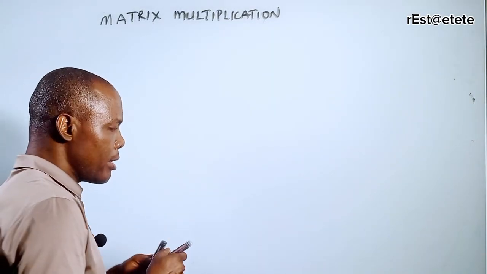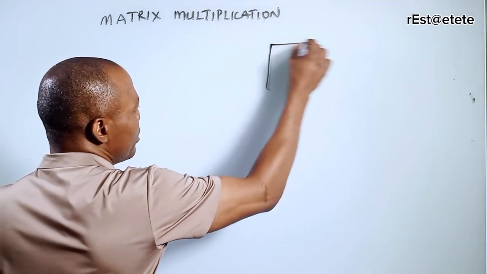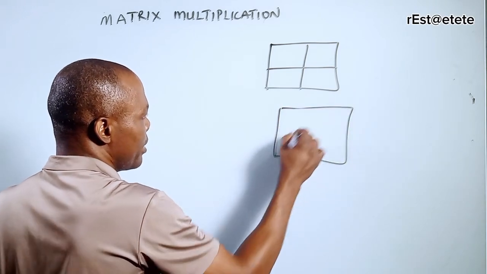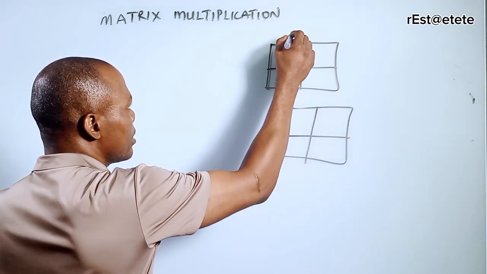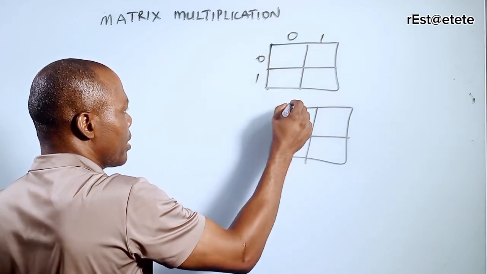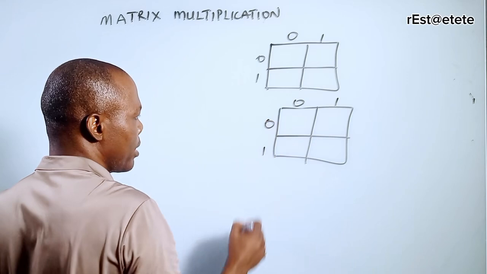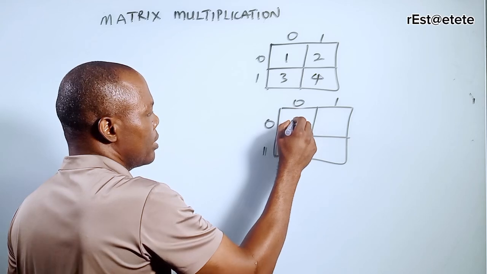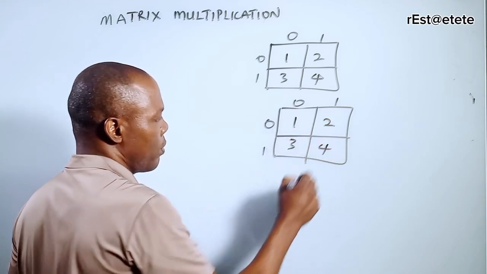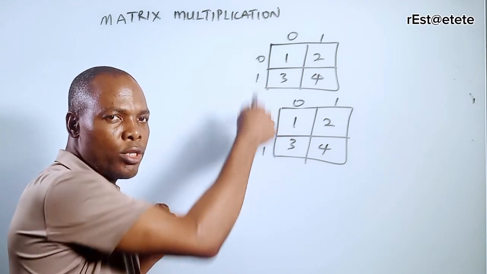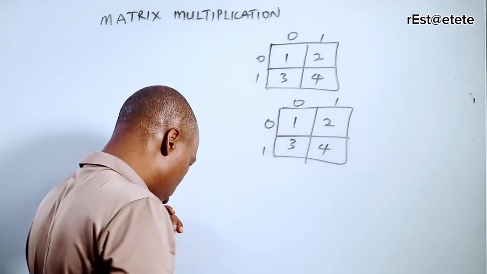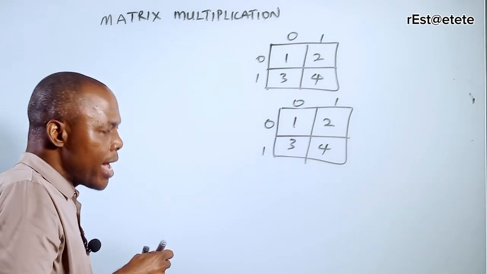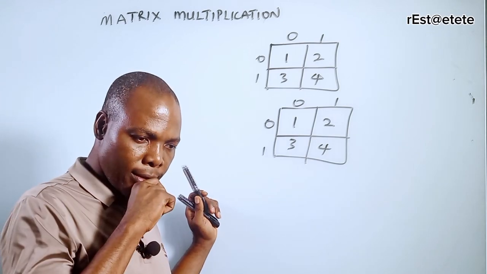In mathematics, let's say we have a two-dimensional array like this, right? And then we have another two-dimensional array like this. So this is 0, 1, 0, 1, 0, 1, 0, 1. And this is 1, 2, 3, 4. This is 1, 2, 3, 4. Now, we want to multiply these two dimensions, these two realms, together. There is a formula. And another thing I want you to understand is this.